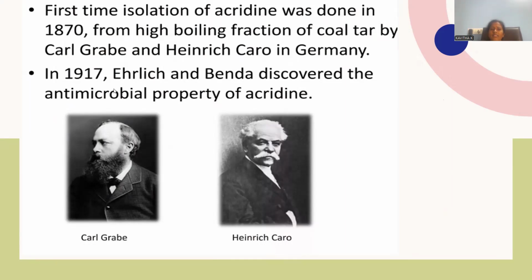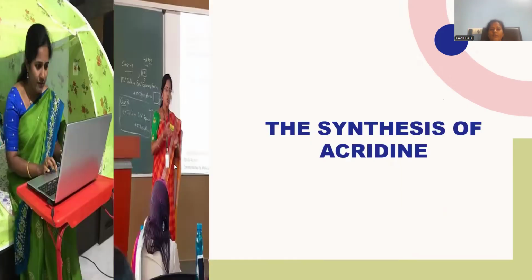And further, in 1917, Ehrlich and Benda discovered the antimicrobial property of the acridine. Initial extraction and isolation was carried out by the scientists Carl Grabe and Heinrich Caro. Further, the molecule which was isolated and identified got its importance when the antimicrobial property was accorded to the acridine. That diagnosis of antimicrobial property was done early in the year 1917 by the scientists, again Ehrlich and Benda. So Ehrlich and Benda. This is the way the history of the acridine began, right?